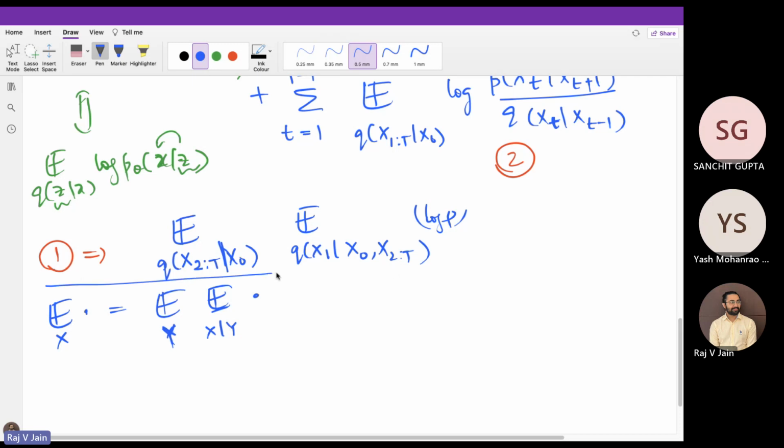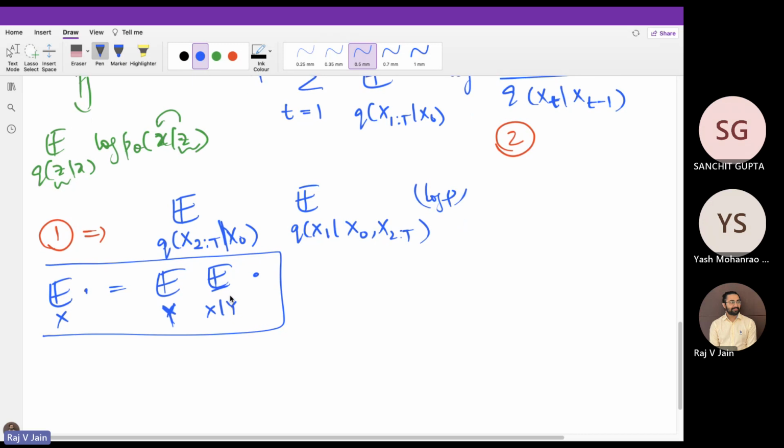So the first one is Y. X2 to T is Y. And X0 is kind of X, because it's conditional initially, it'll remain conditional everywhere. Is this clear? Now this can be seen as expectation of X2 to T given X naught.